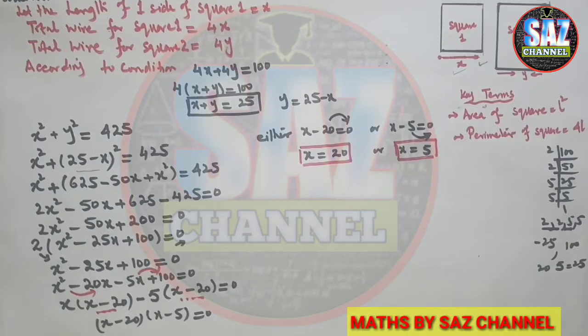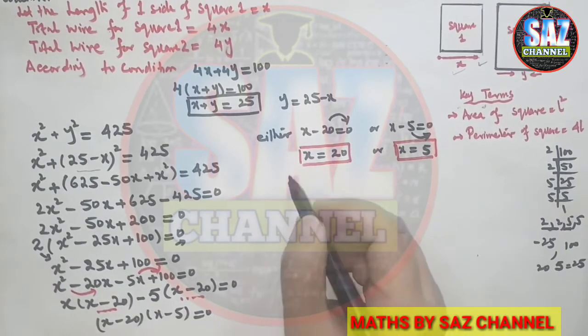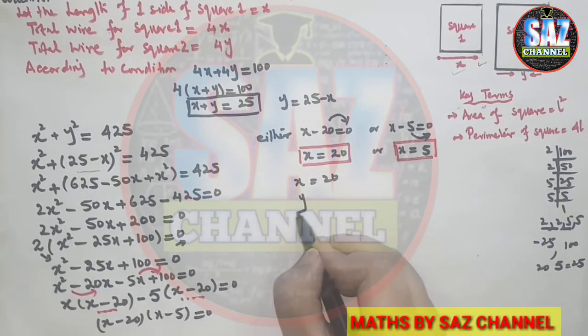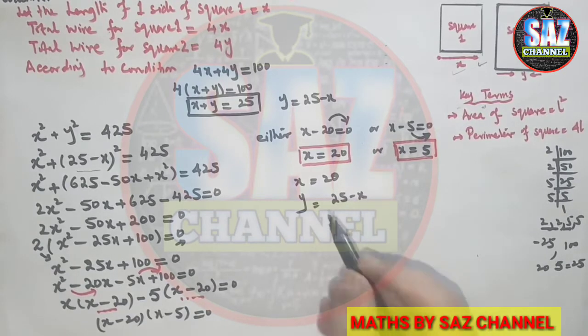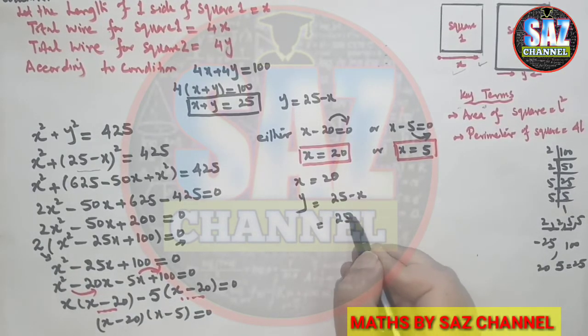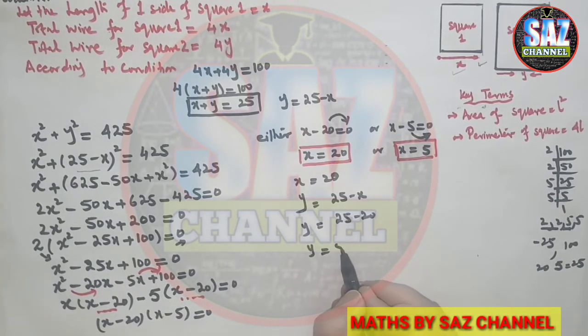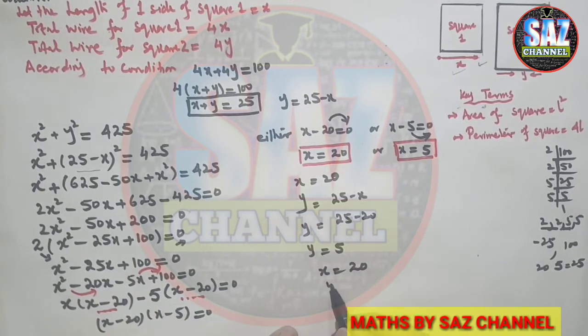Now let's read the final part of the question, that says find the lengths of two sides of the squares. If I take the length of one side of the square x as 20, then my value of y, that is 25 minus x, the other square, 25 minus 20, y equals to 5. So when x equals to 20, then the other square will have the value 5.